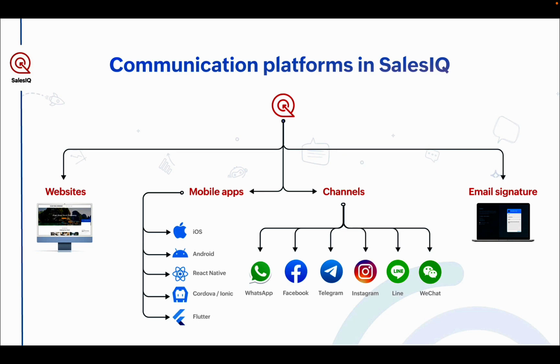Another thing we have is email signature. So when you send out campaigns or even regular support emails, you can add a SalesIQ email signature, and the recipient of the email will be able to see a chat icon, which they can click on and get instantly connected to your operators in real time. So instant connection with email signature as well.